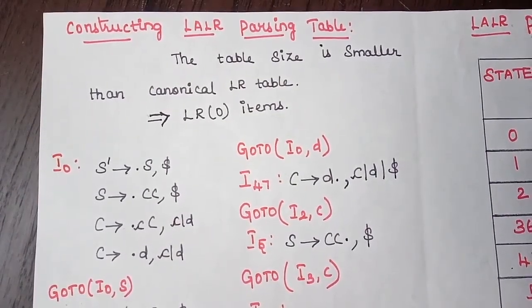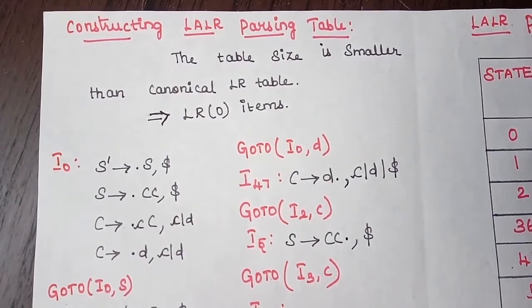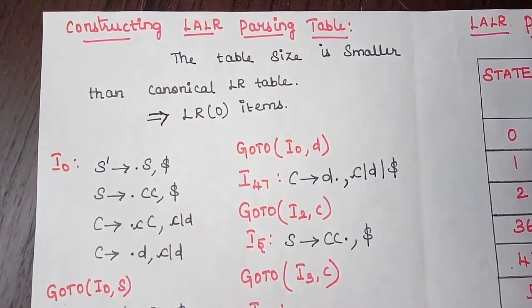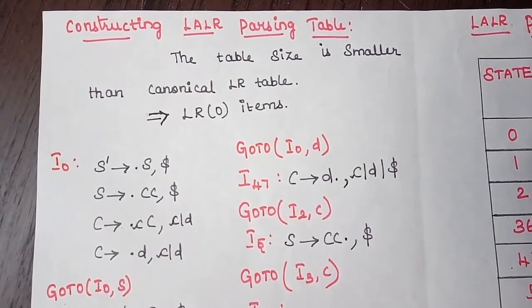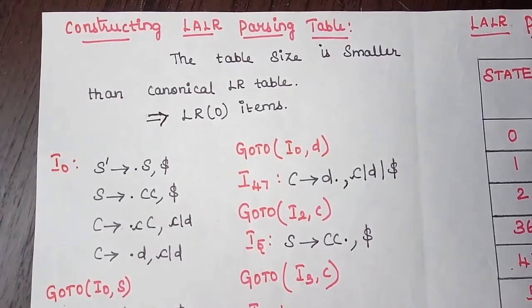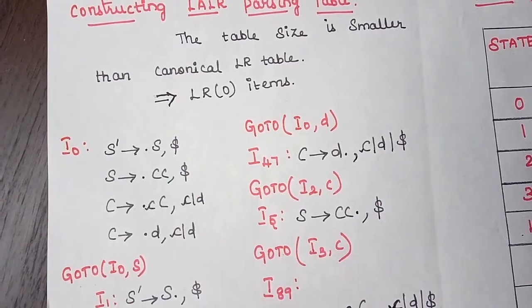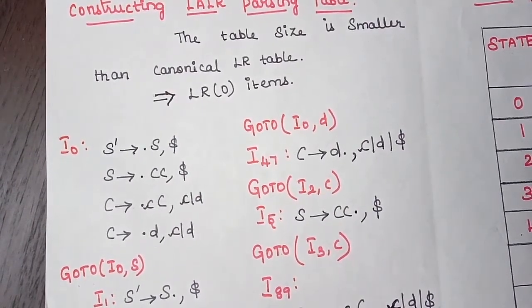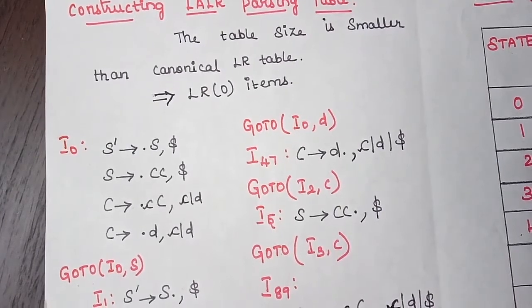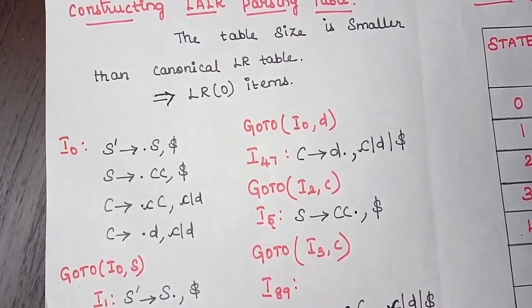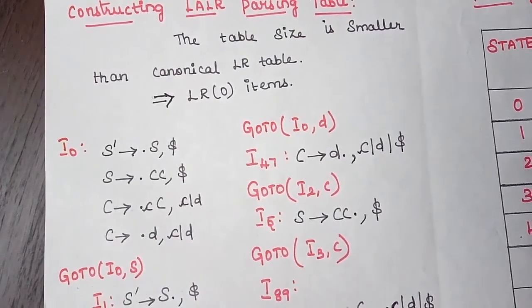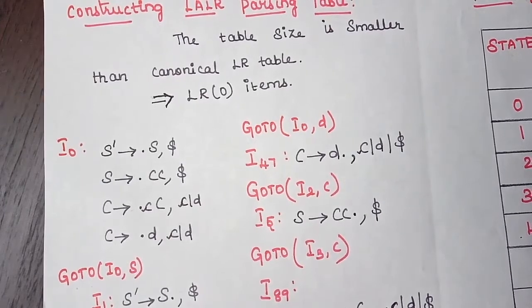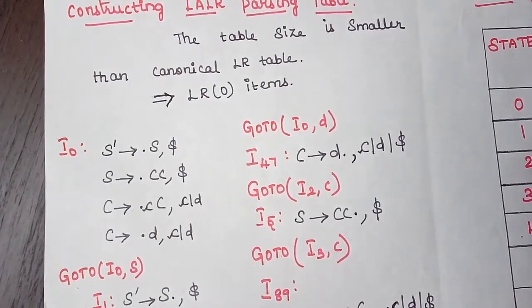And here also we are going to find the collection of sets of items in the same way as we found for canonical LR. But the only difference between the canonical LR collection of items and the LALR collection of items is this: whenever we get the same set of items but with different lookahead symbols, in canonical LR we need to take those as different sets, so we need to consider that set also.